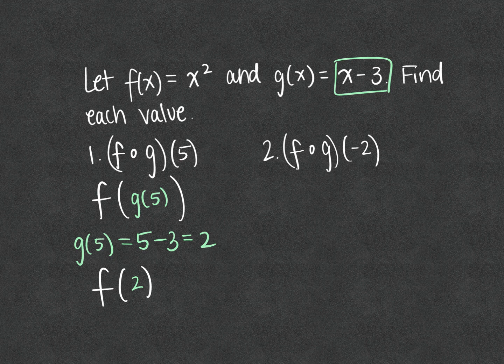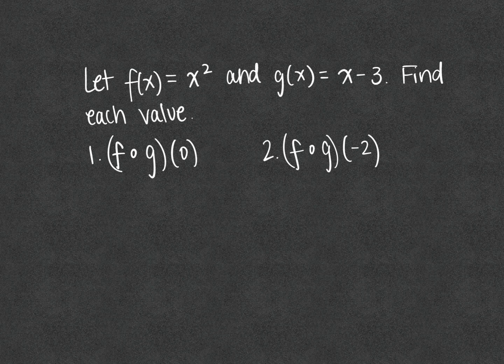Now I'm going to solve the function f of x when x is 2. So f of x equals x squared. It's not x anymore, it's 2, so 2 squared, which is equal to 4. So my final answer is 4. So f of g of 5 is equal to 4.